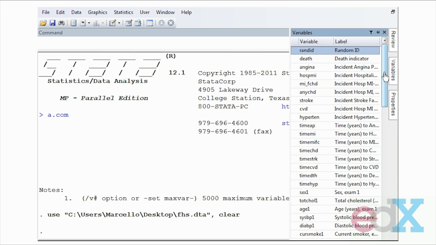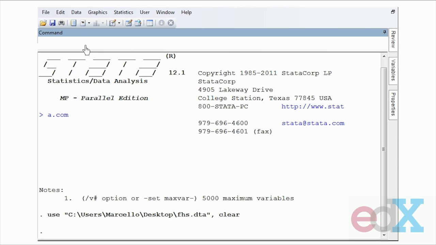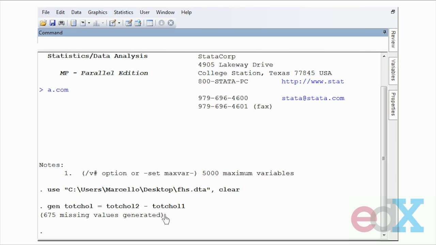So what do we do with dependent tests? With dependent tests, we reduce it to a one sample test. What we do is we look at the differences between the two. So for example, let's just for argument's sake say we're looking at the total cholesterol. So let's generate a new variable, let's call it totcol, and that's going to be the total cholesterol at time 2 minus the total cholesterol at time 1. So now we are going to see the difference between the cholesterol levels at time 2 and the cholesterol levels at time 1. So we generate that and we look down here and we see, wait a minute, there are going to be 675 missing values generated.